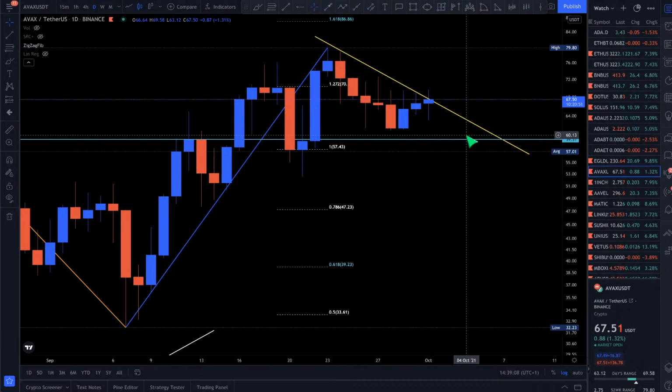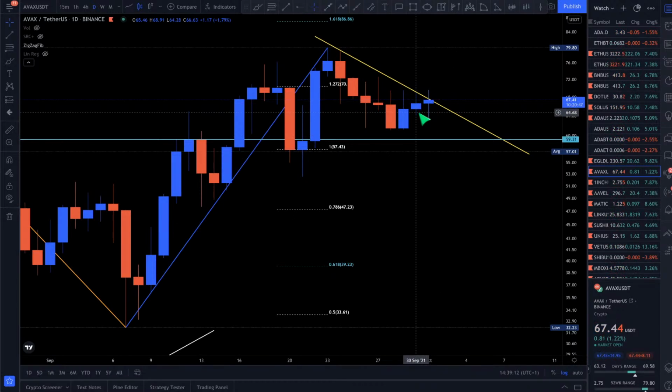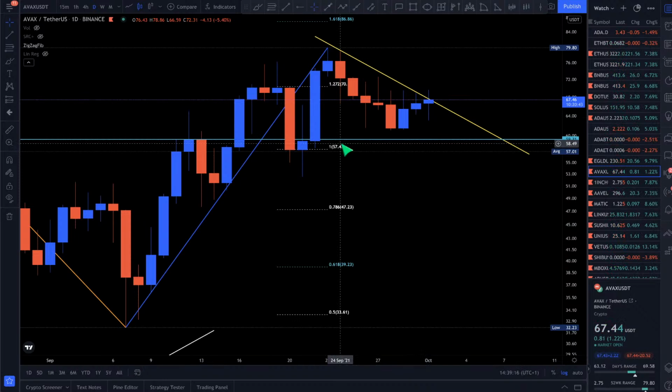AVAX launched on Coinbase yesterday. And usually when it launches on Coinbase, you always see a big dump. So I think this suffered from a Coinbase launch. Let's see what that does, where it goes from here.